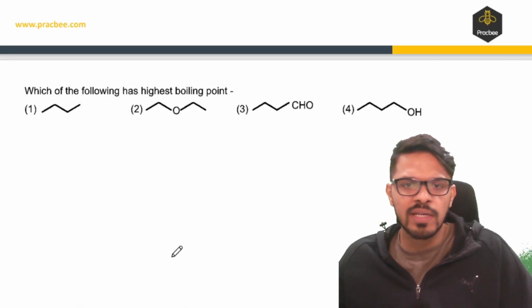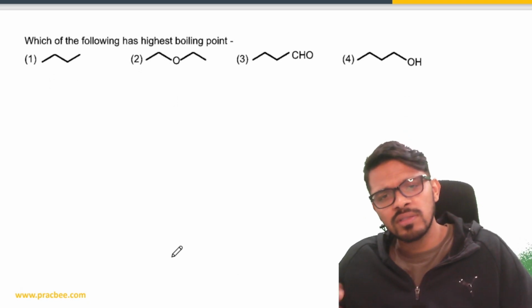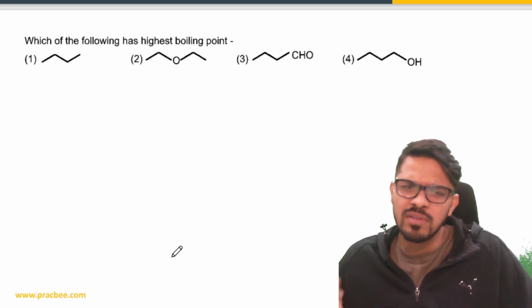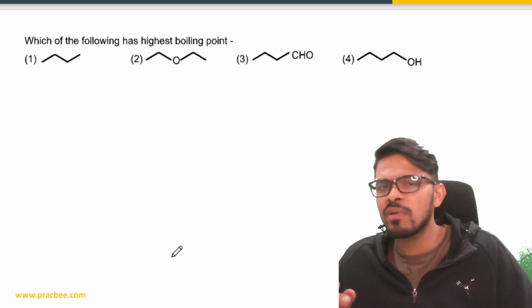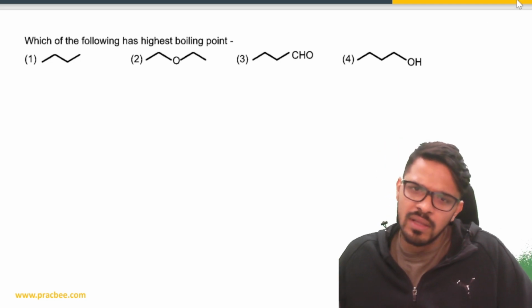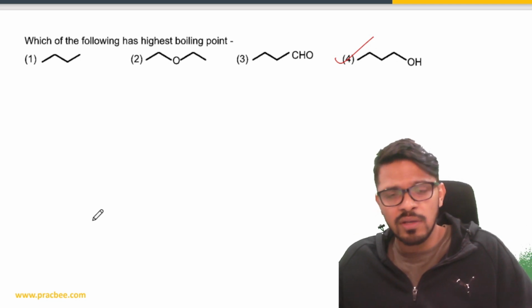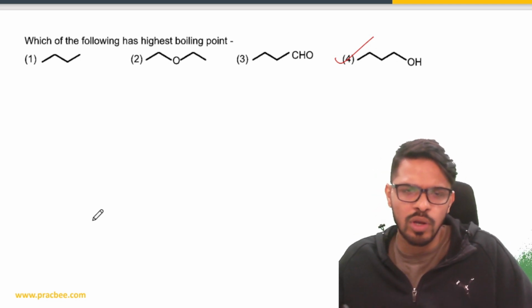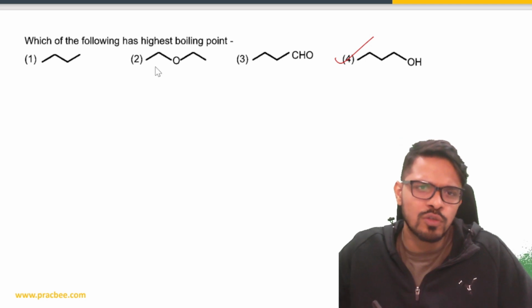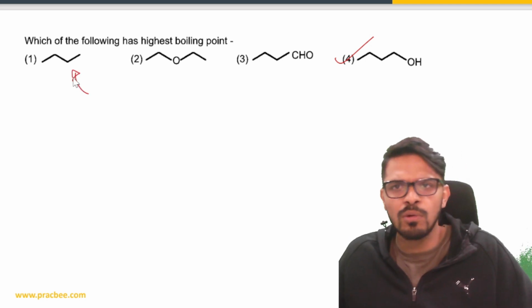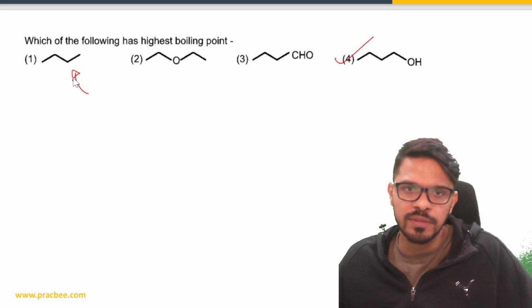Right, which of the following has highest boiling point? Simple question. Whenever we have something which can do hydrogen bonding, it will have highest boiling point. There is nothing near this option. Alcohols have very high boiling point. There is no hydrogen bonding in the rest 3. And the worst would be this, because this only has a hydrophobic carbon chain.